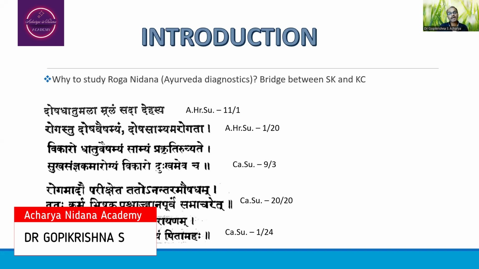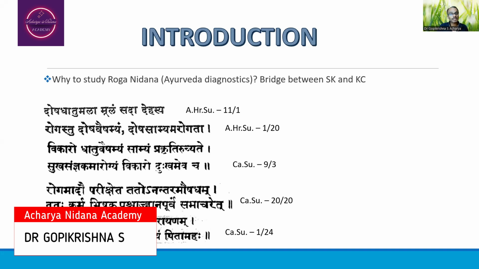Doshas are the bioenergies, which may be either sharirika, that is vata, pitta, and kapha, or manasika, that is rajasika and tamasika. That means rajas and tamas are the manasika doshas. As far as dhatu are concerned, seven types are mentioned: rasa, rakta, mamsa, meda, asthi, majja, and shukra. As far as mala are concerned, they are mutra, purisha, and sweda. These are the main components of the human body.